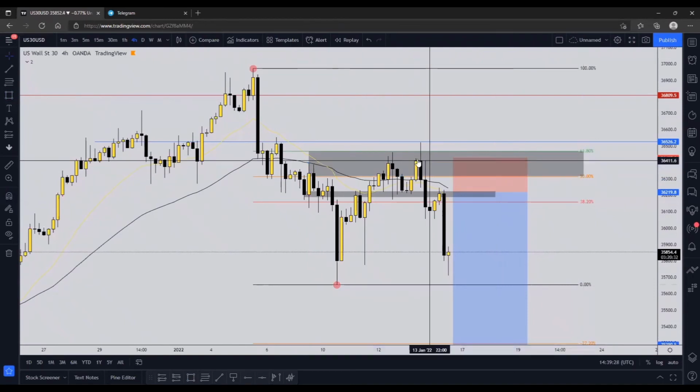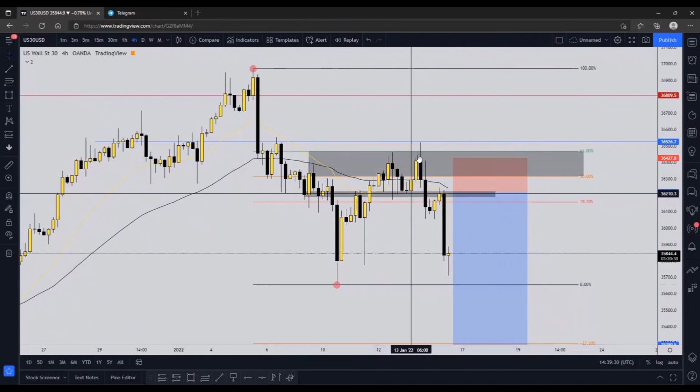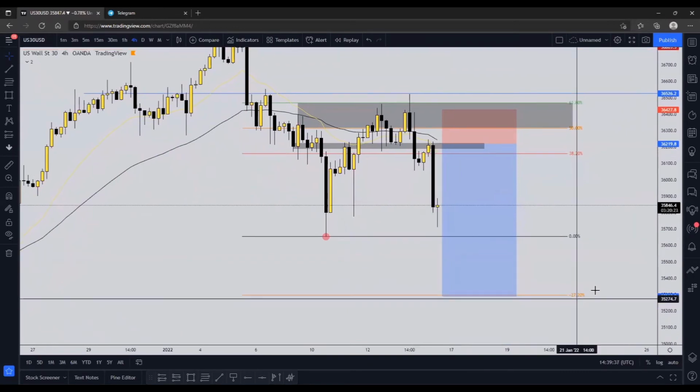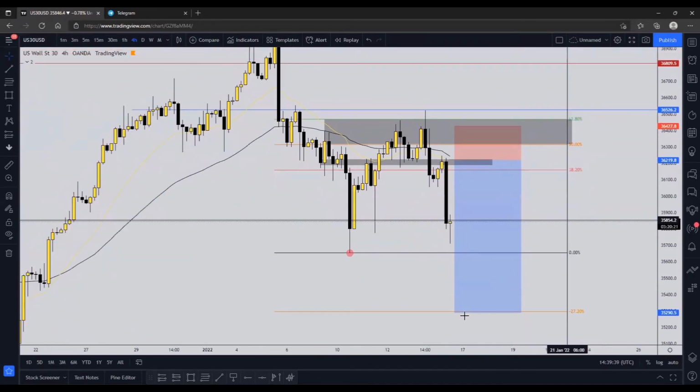So you can take trades from here. But what I like to do is to be sure, I like a break, a retest, and then an entry. And then you can see we've got that follow through. My targets are the 27.2 retracement. Okay, and let's see how that plays out.